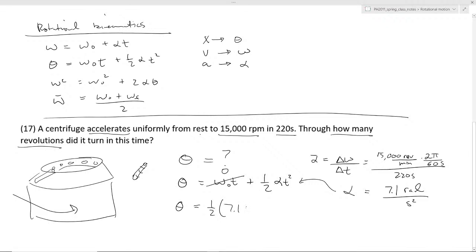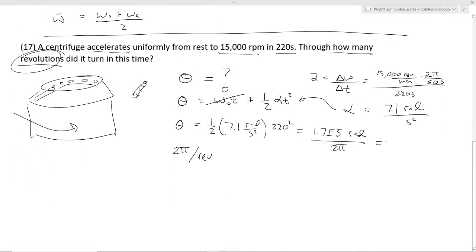So our alpha, our time. When we multiply this out, this would give us a result that's in theta. This gives us 1.7 times 10 to the 5 radians. It's an angle, but really the question is asking us for how many revolutions. Recall that you're going to have 2 pi per revolution. So if we divide this number by 2 pi, that'll give us 27,500 revolutions.